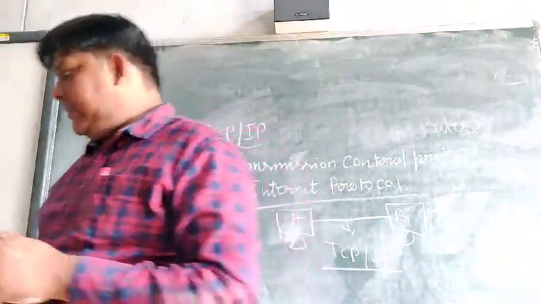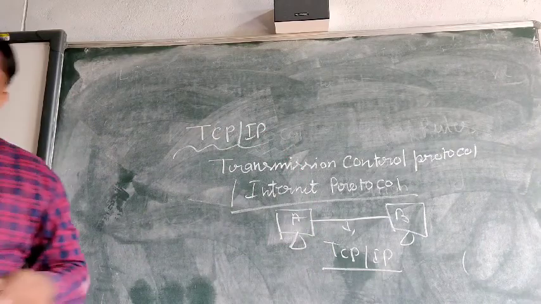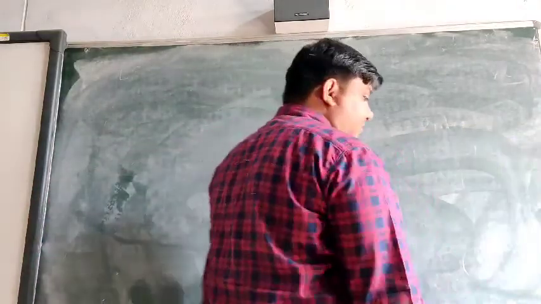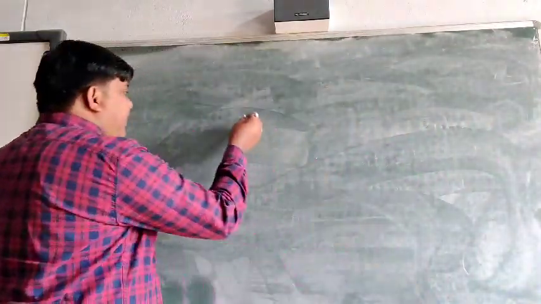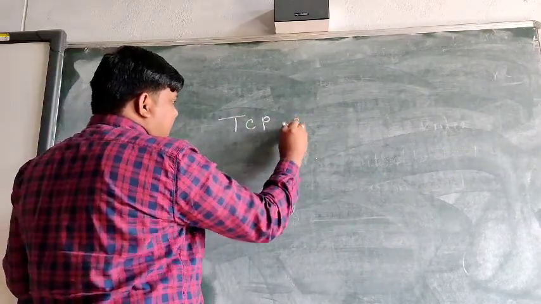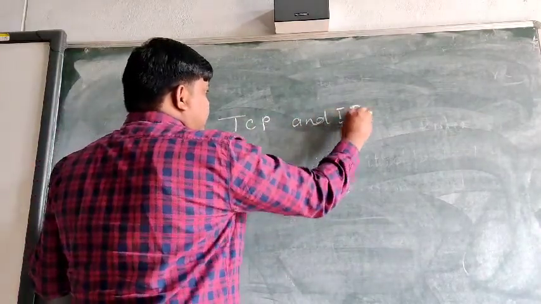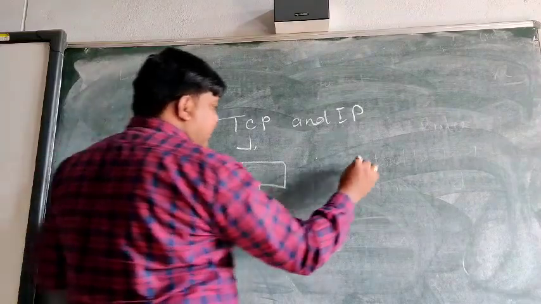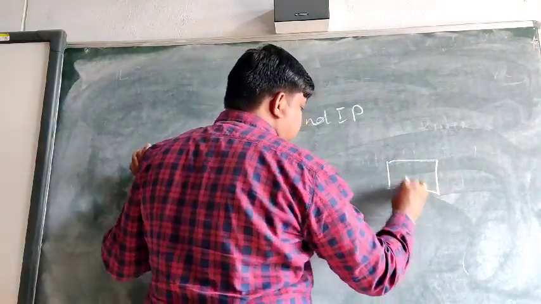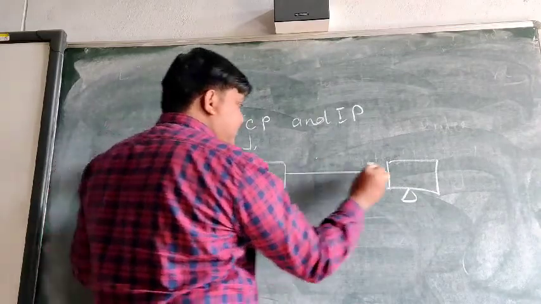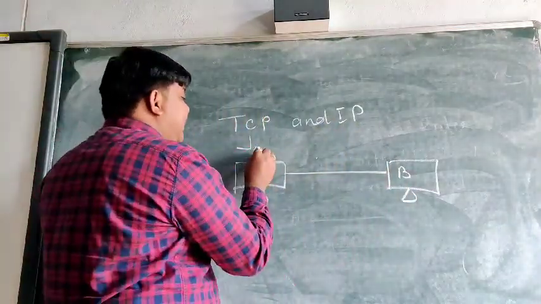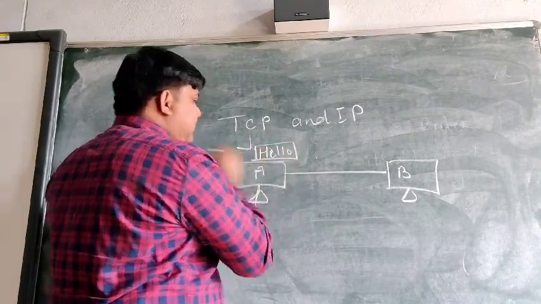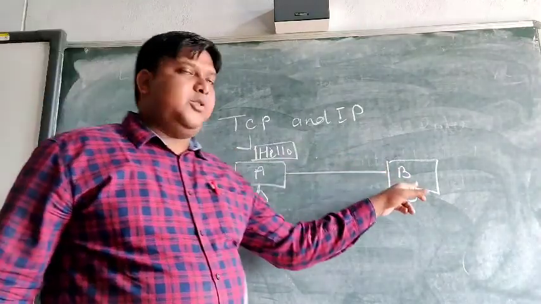Now we are going to see how TCP/IP works. TCP/IP is made up of two protocols, TCP and IP. When computer A transfers data to computer B, suppose computer A transfers the data hello to computer B.